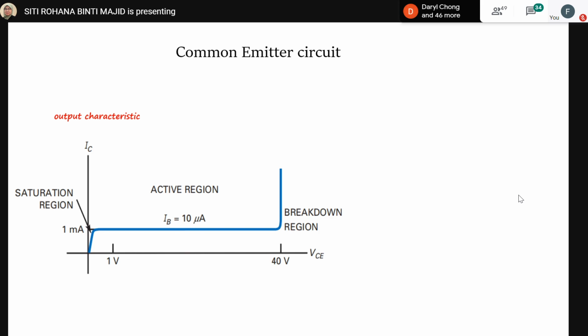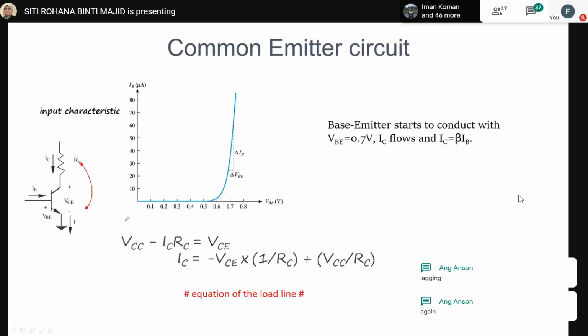Okay, so now this slide is about load line analysis for the common emitter circuit. The load line analysis we can perform from the output circuit, which is here.